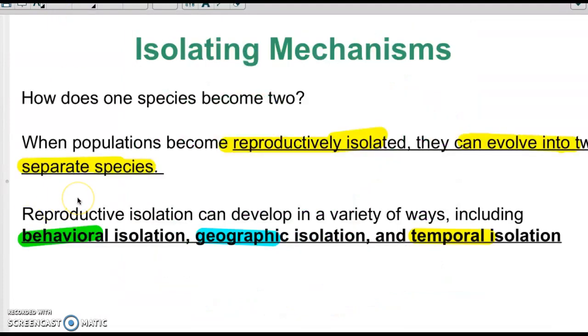All right, so let's talk about speciation. When we think about a species, how does one species become two?